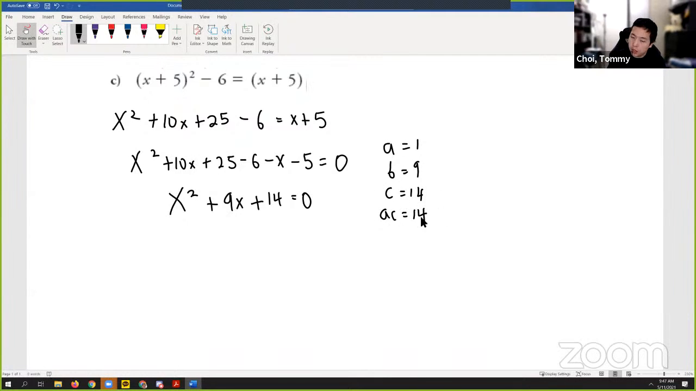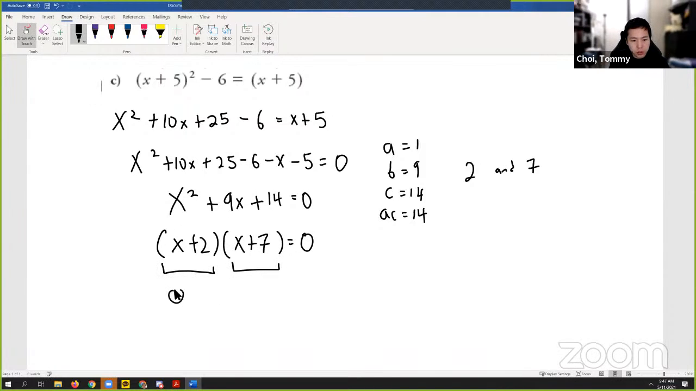Two numbers that multiply to 14 but add to 9 is going to be 2 and 7. Which gives us x plus 2 and x plus 7 as our two factored forms, our brackets. We then set each bracket equal to 0. So x plus 2 equals 0 gives us x equals negative 2. And x plus 7 equals 0 gives us x equals negative 7. So there's our first option here.